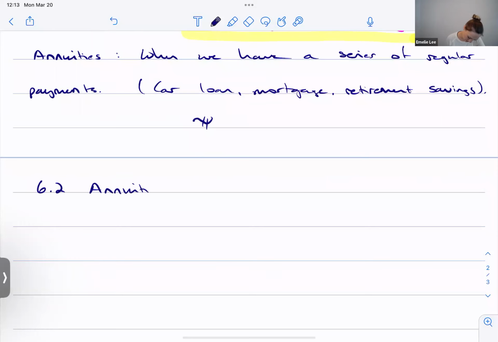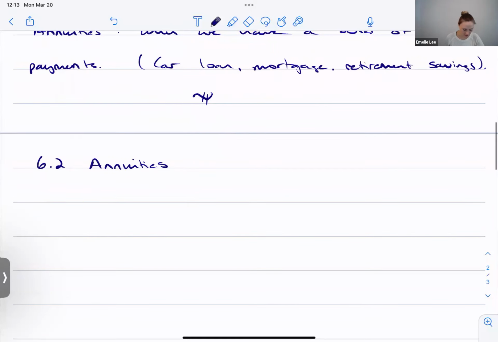Okay. So annuities, like I said, are when we have these regular payments. Now, there are a couple of different types of annuities. The one that we start with in chapter 6 is when the payments are made at the end of the payment period. The only change in chapter 7, and I mean the only change, is now the payments are made at the beginning of the payment period.